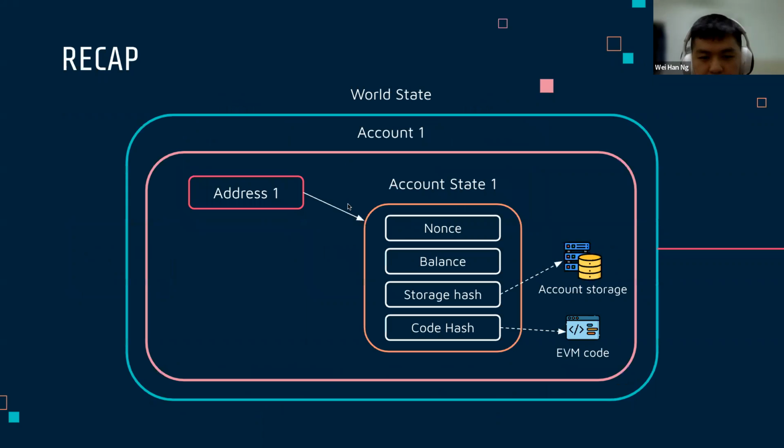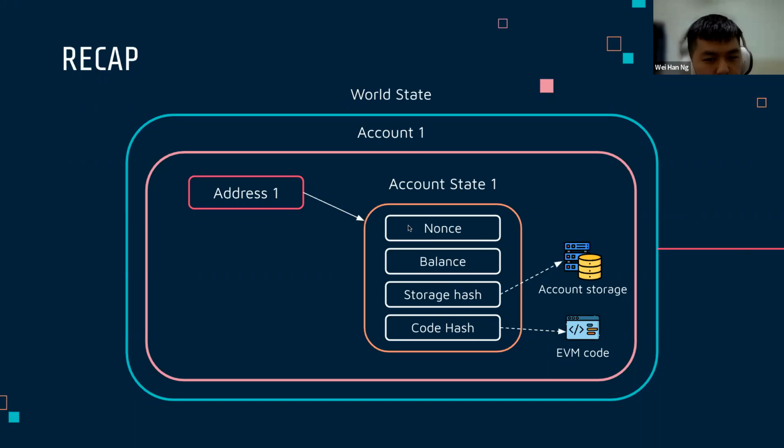And inside the world state, the primary citizen in this world is an account, or many accounts. An account is just a mapping of address to account state. And account state contains nonce, balance, storage hash and code hash. This is just a recap.